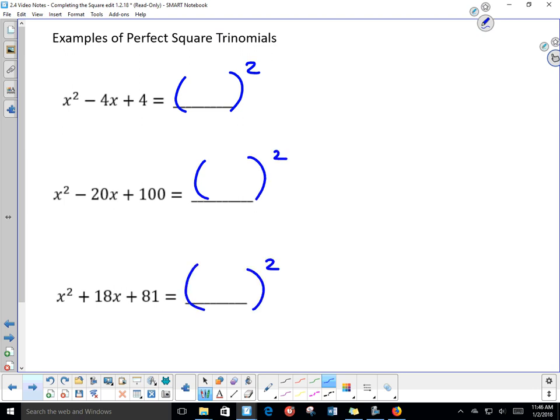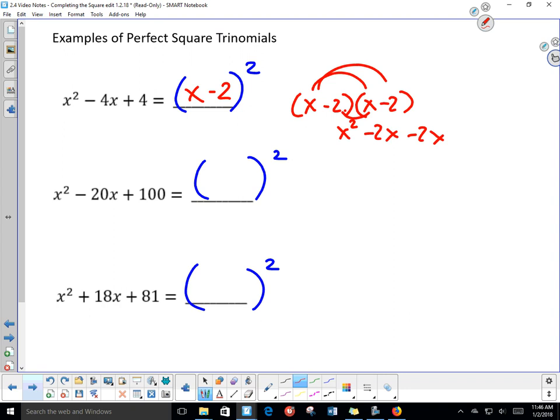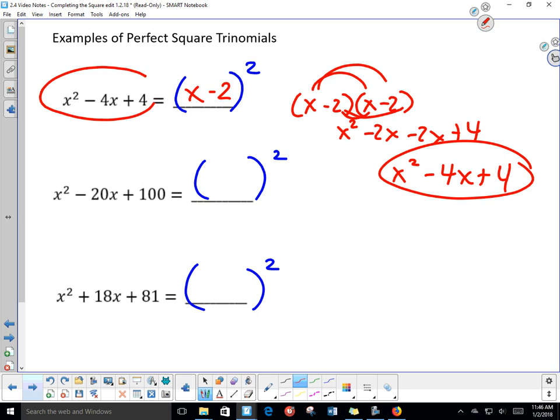And the binomial is always going to start with x plus a number or x minus a number. In this case, it's going to be x minus 2 quantity squared. And you could check that. You could multiply x minus 2 times x minus 2 using FOIL. We get x squared minus 2x minus another 2x plus 4. And sure enough, we end up with this exact same perfect square trinomial.